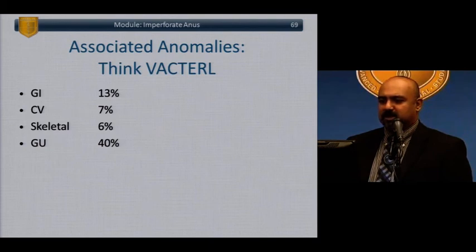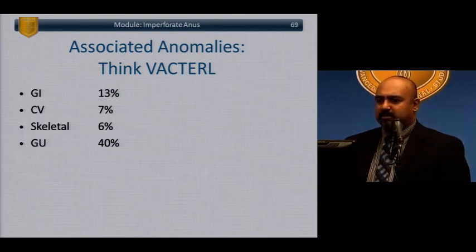VACTERL anomalies. The most common associated anomaly with the imperforate anus is a GU anomaly. The most common GU anomaly associated with it is really absence of the left kidney. So most of these patients will get abdominal ultrasounds to look for that.